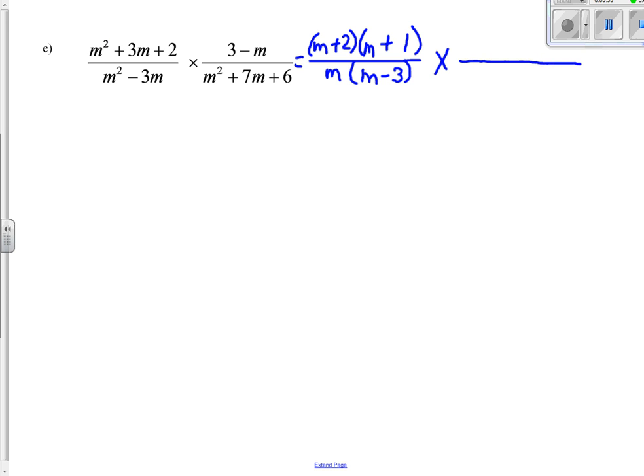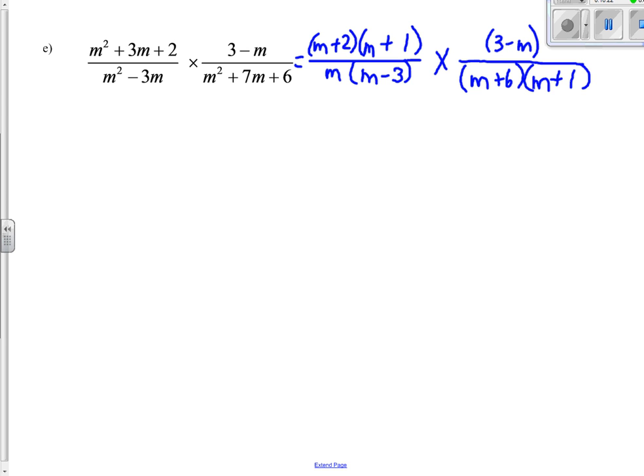I'm going to factor the second one as well. The top, there's nothing I can do with that 3 minus m. We're going to play with that in a minute though. Bottom, m squared plus 7m plus 6. Another simple trinomial where we need to set up our two brackets. My firsts are m's. My two numbers, multiplies to 6, adds to 7, will be 6 and 1.